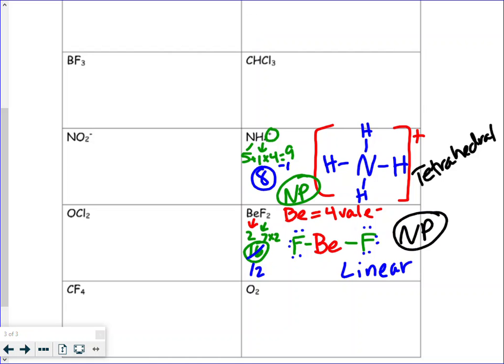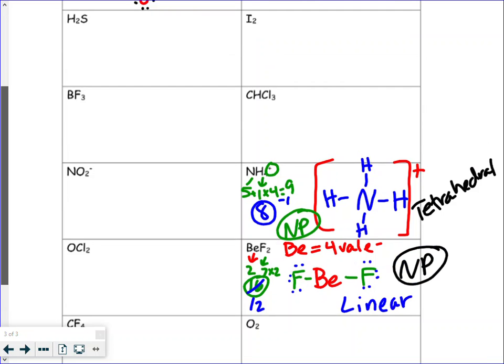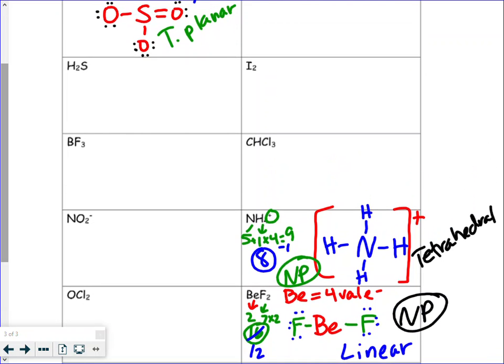CHCl3, sure. Let's take a look at that one. Carbon brings in 4, hydrogen brings in 1, the chlorines bring in 3 times 7, that's 21. So that's a total of, plus the 4 plus the 1, gives us 26. Who goes in the center? Carbon. Attach your ligands. First ligand is hydrogen, then comes the chlorines.